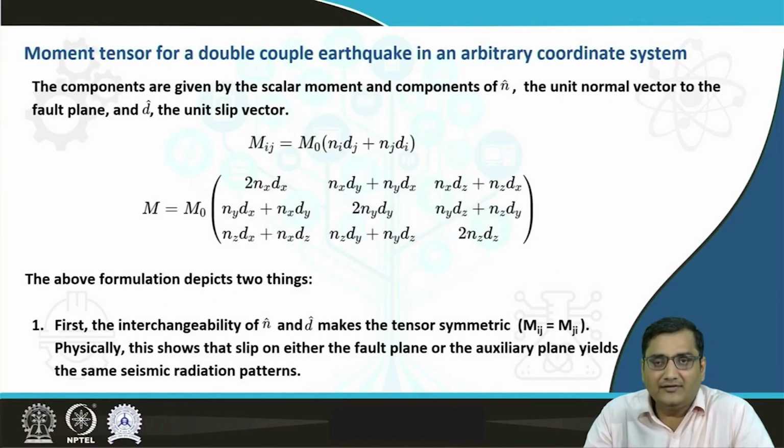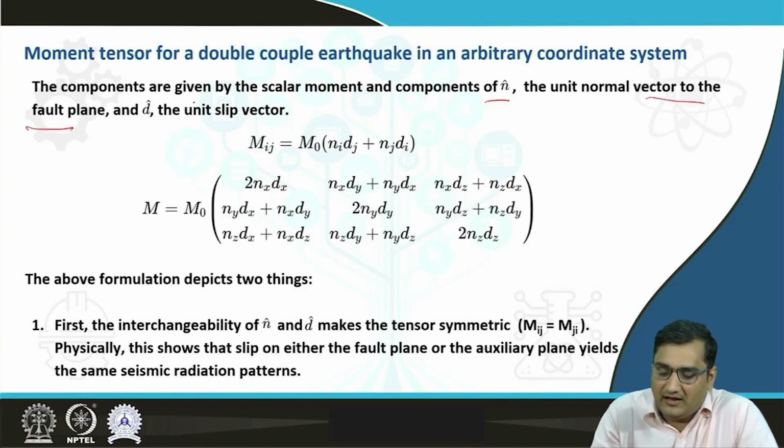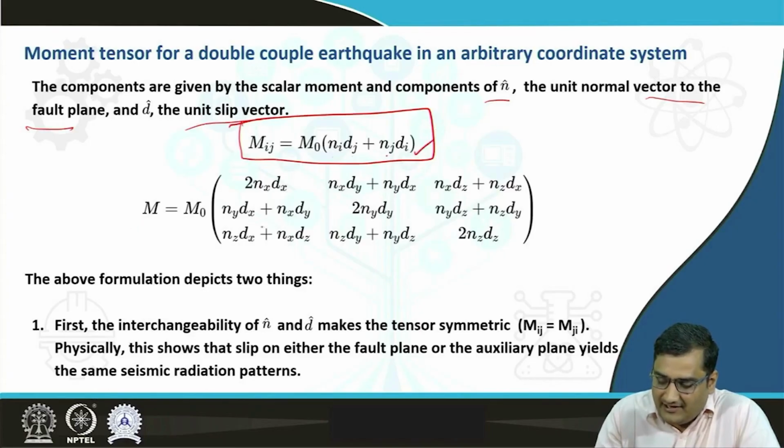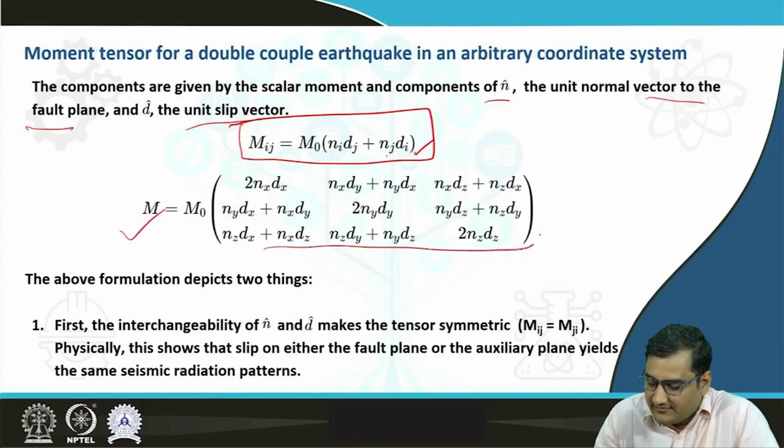And the components of the scalar moment, and the components of the unit vector n cap that is perpendicular to the fault plane, and d cap, that is the unit vector along the slip of the fault, can be represented in this format, where M0 is the scalar moment, ni dj plus nj di, and in the expanded form, in the form of the tensor, it can be written something like this.